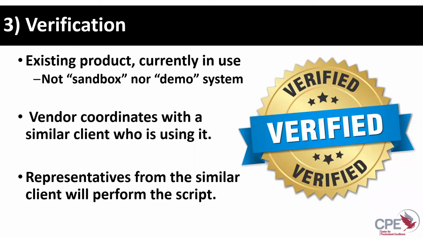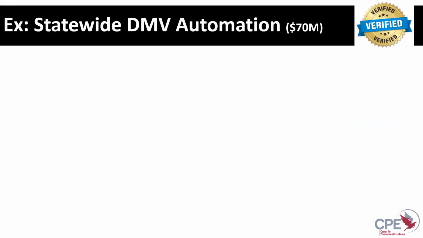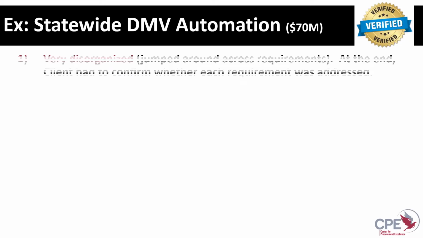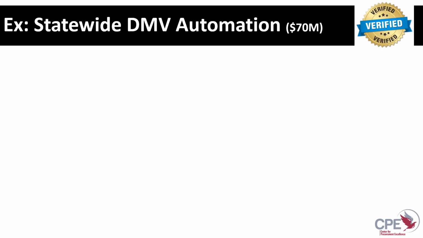The reason we use the term verification is to send that message that it's not just a traditional demo. We're seeing the real deal and verifying that it works how we would like. A quick example of where we've done this before. This was for a statewide DMV automation, big project, about 70 million bucks. And then here's all the demos that came through.